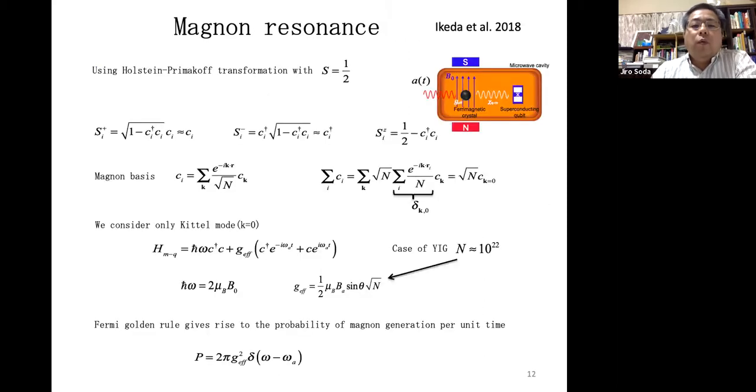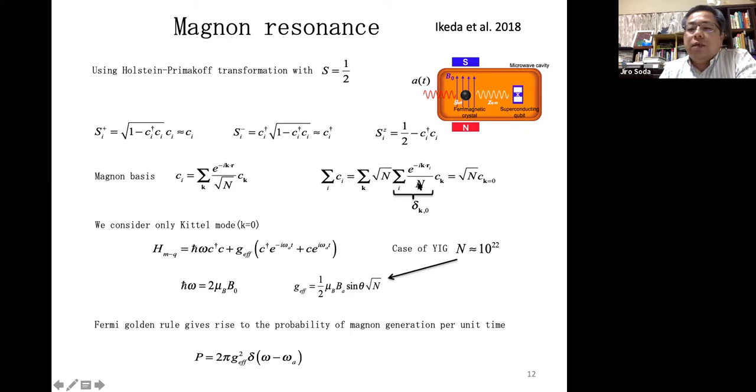Now, we can use the Holstein-Primakoff transformation for one of the two eigenvalues. Then we have the spin operator in terms of the annihilation and creation operators here. And using the magnon basis, we can rewrite the Hamiltonian. In the process, we use this calculation. We have to calculate the sum over i, where i is the location of the site, and the summation goes like this.